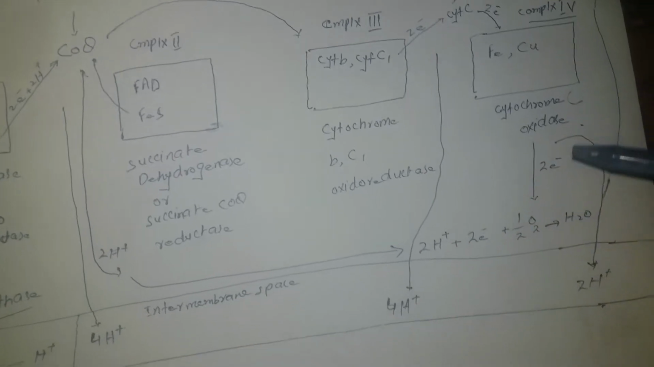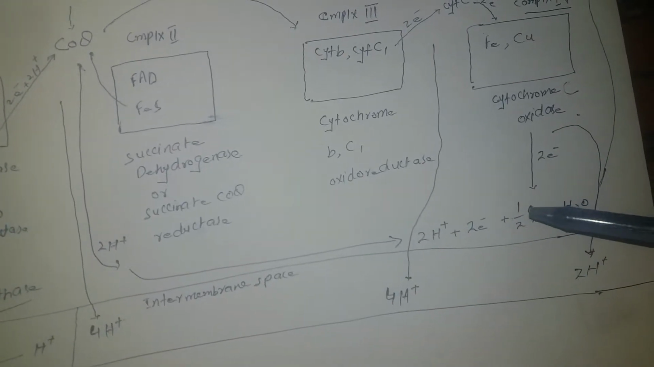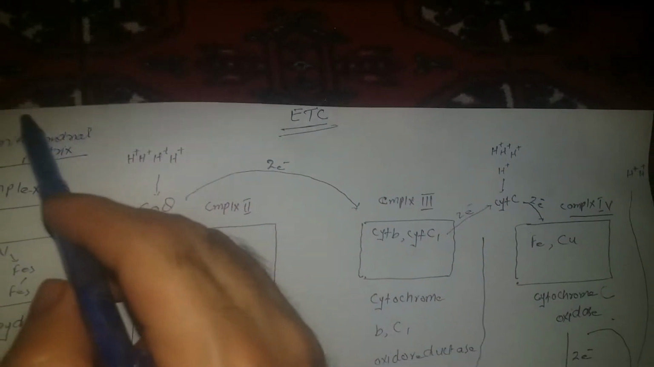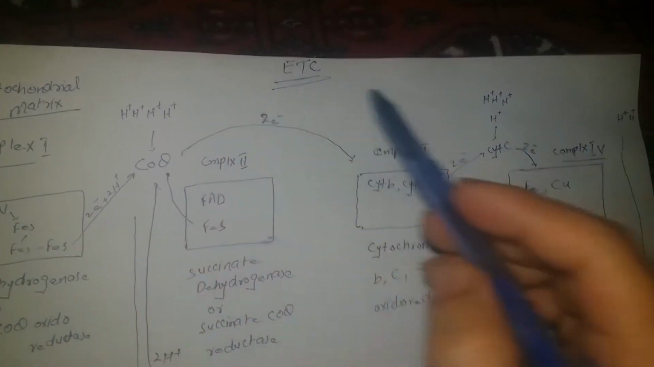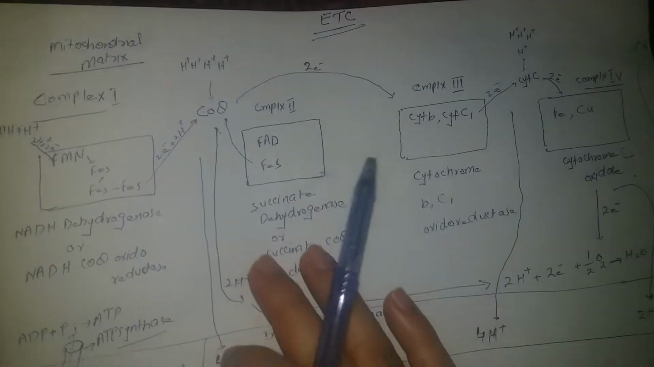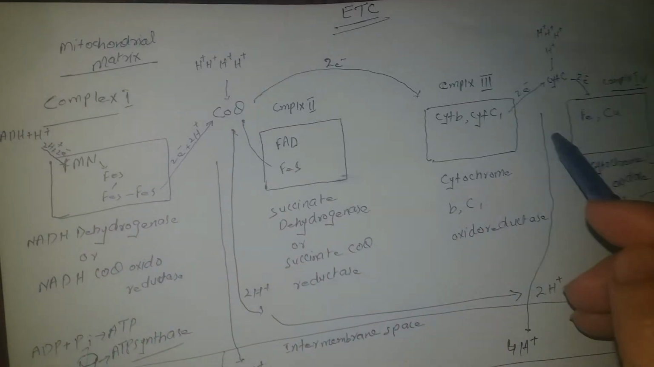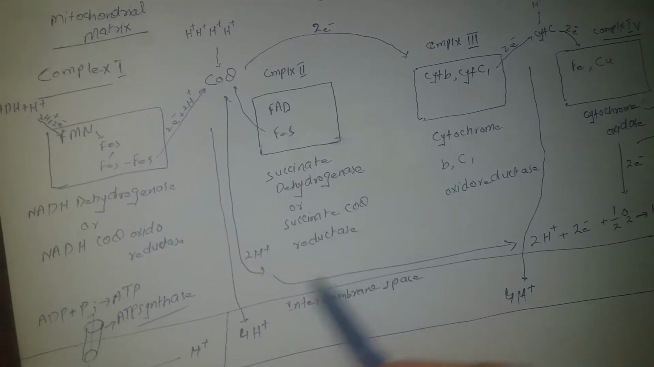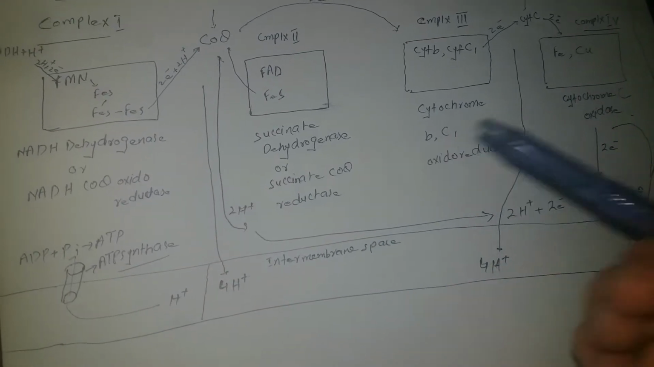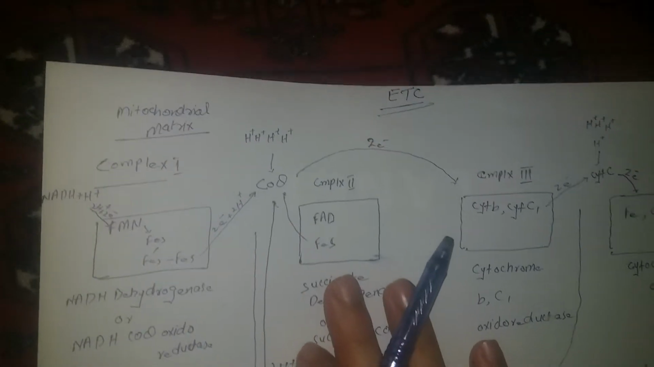Then from complex 4, these two electrons will be given to oxygen, which is present in the mitochondrial matrix. Suppose it is part of the mitochondrial matrix. So this reaction will be occurring here because the electron transport chain is present in the inner membrane of mitochondria. Suppose this is the inner membrane, so here will be the outer membrane, and this space will be called the intermembrane space.